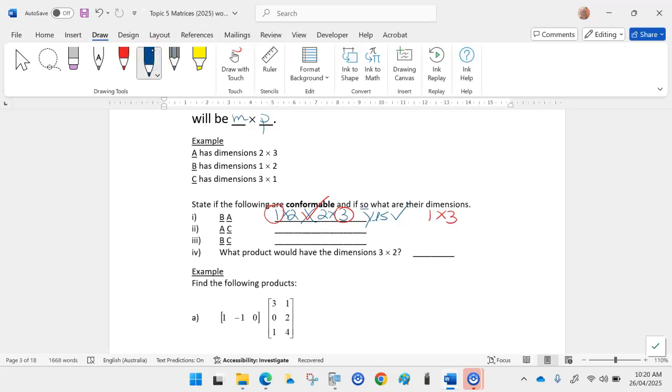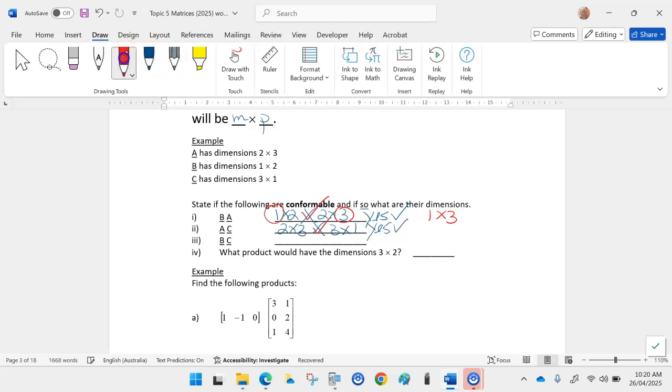What about AC? A has dimensions 2 by 3. I'm timesing it by C, which has dimensions 3 by 1. Can I multiply them together? See the 3 and 3 in the middle? First one has 3 columns, second one has 3 rows. Yes, you can multiply them together.